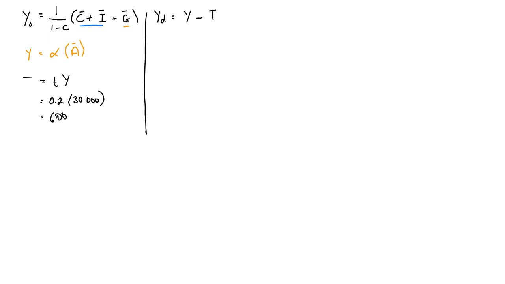Then the next bit is that we know what T is. And T in this case is equal to T times Y. Now, factorization then lets us know that your Y would then stay outside and then would have 1 minus T on the inside. And this is what your disposable income is equal to.